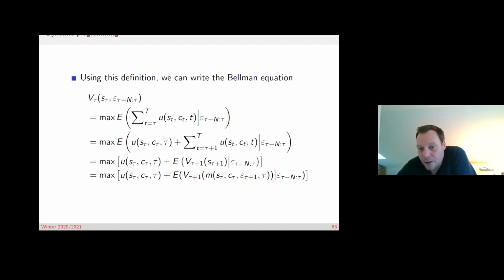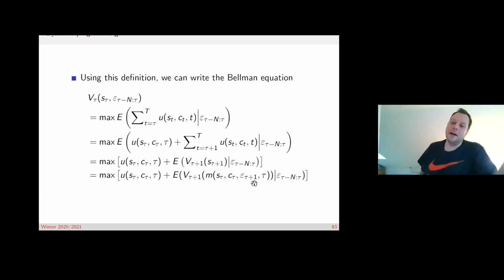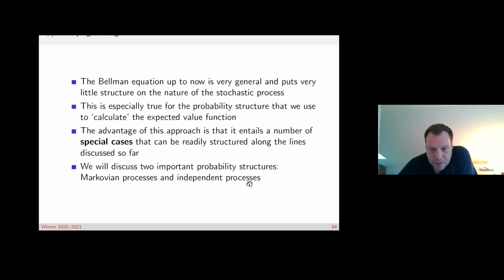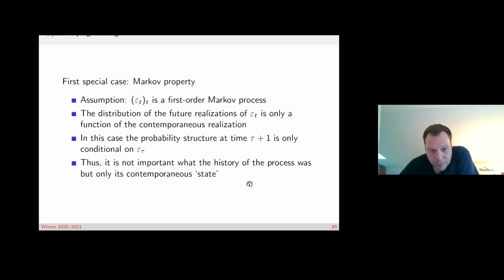Okay, and the same is true here as well. So this is just conditional on epsilon tau, because the probability weight that you use for calculating this expected value is just a function of the contemporaneous realization. So thinking about the probability of observing some epsilon tau plus 1, well, this is just a function of epsilon tau. This basically decreases the complexity of the problem. Okay, so this is very helpful.